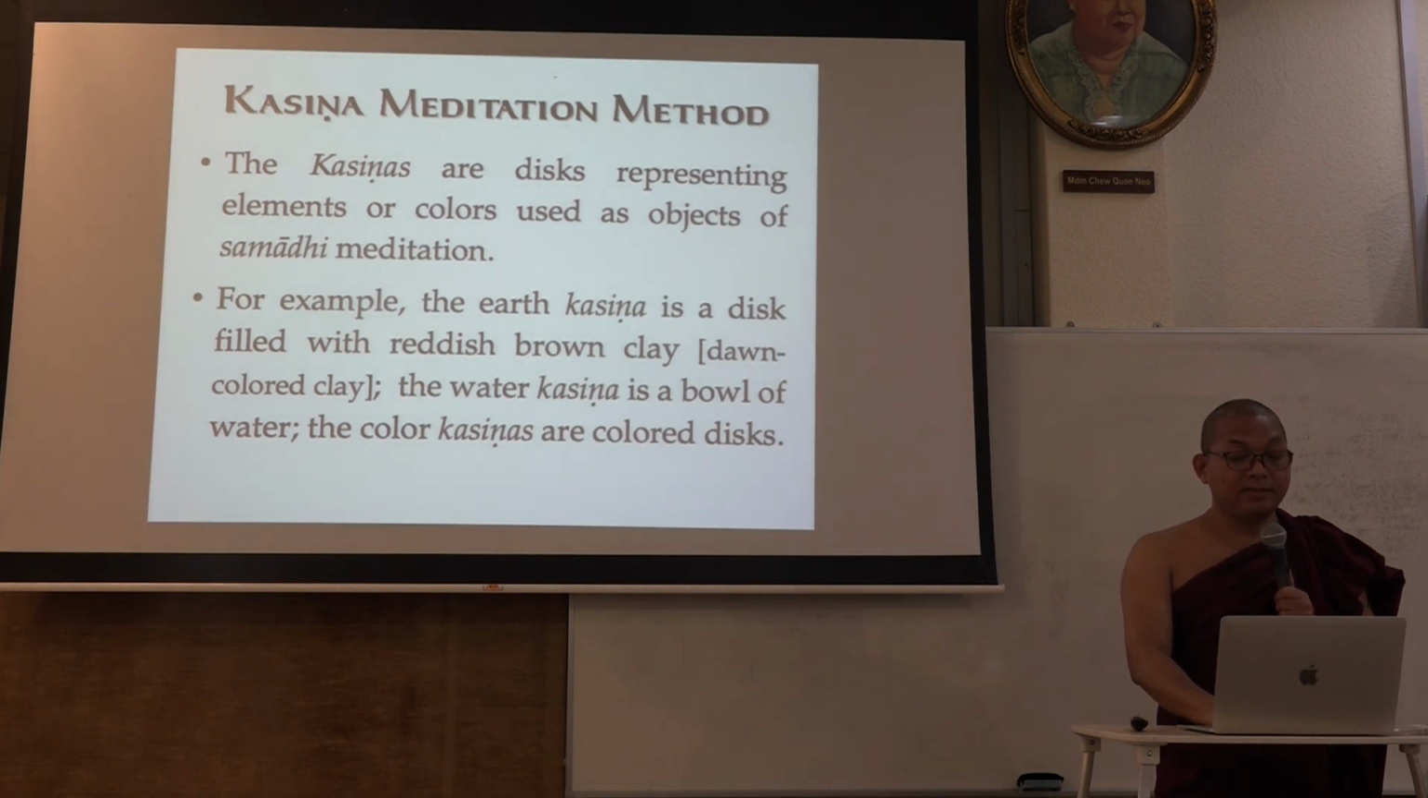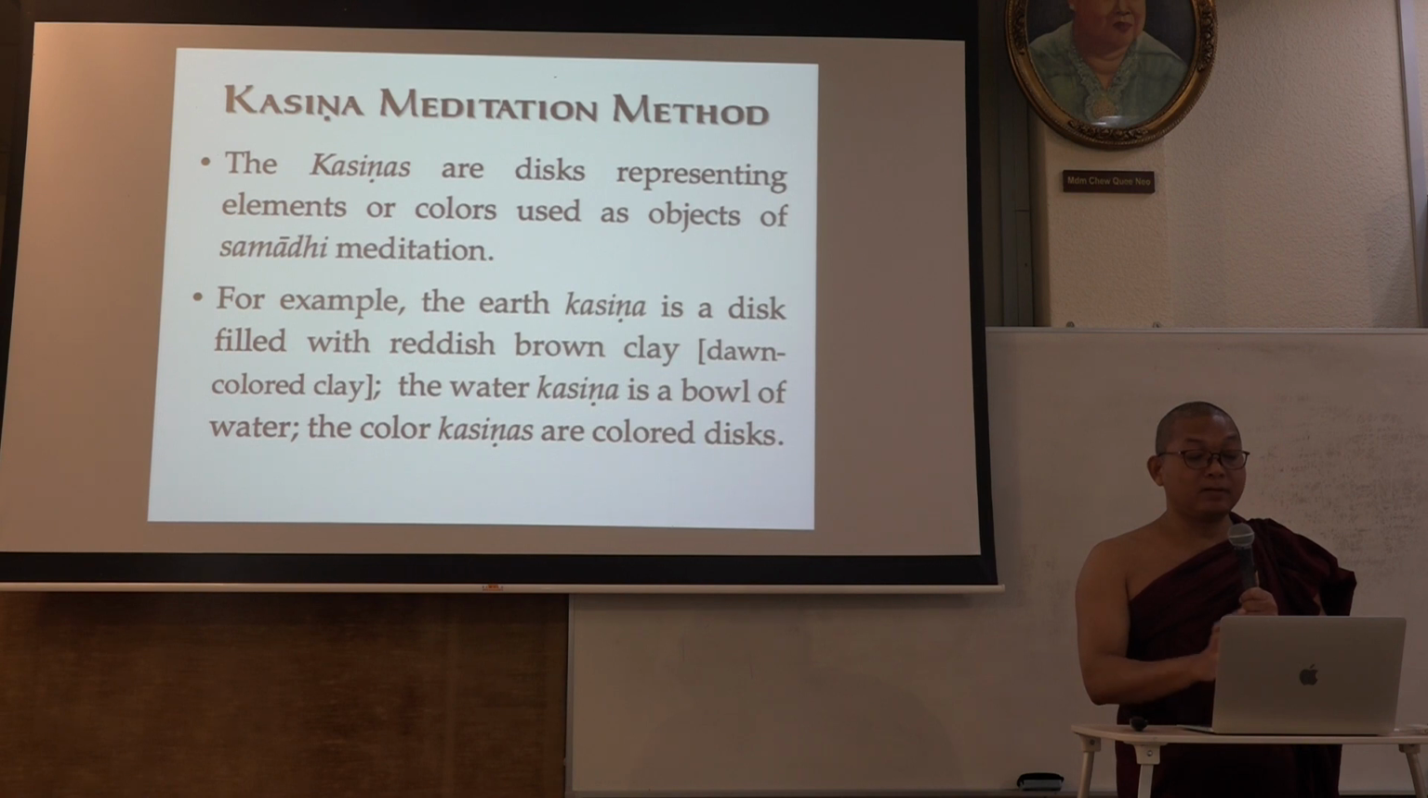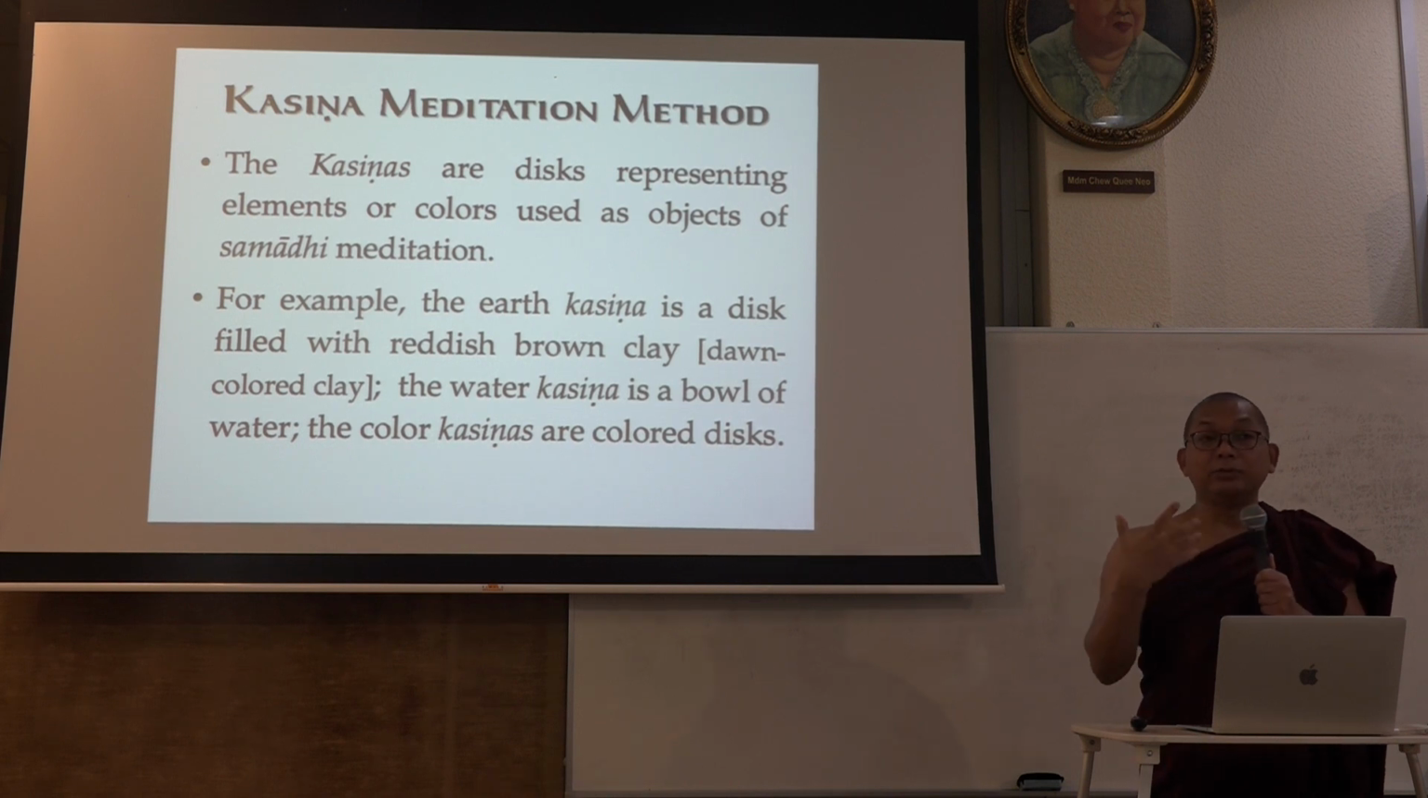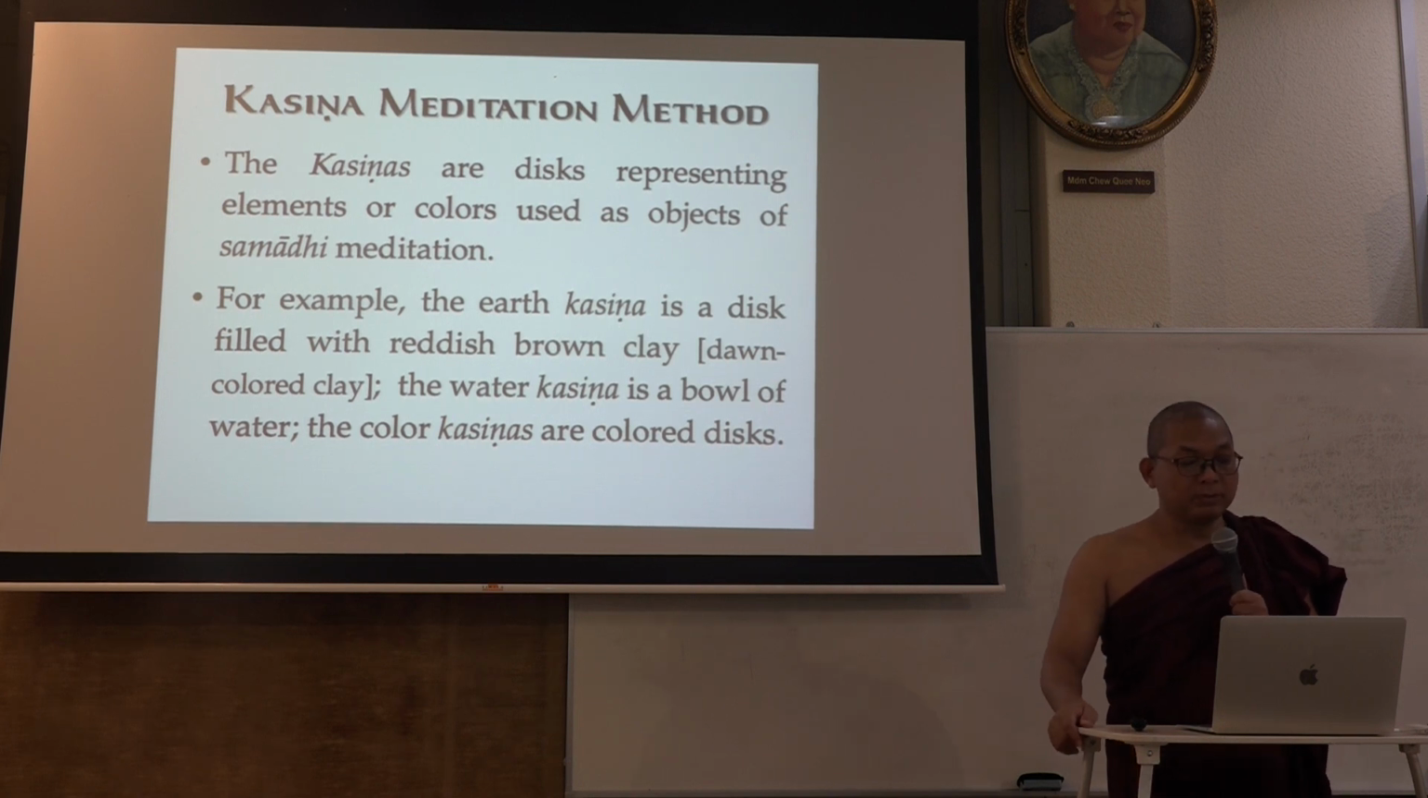For example, the earth element is a disc filled with reddish brown clay. In other words, undyed clay, right? So the water kasina is a bowl of water. You prepare a bowl of water, then just look at the water in the bowl. It must be circular. If you use, maybe 10 feet wide, not 10 feet, 10 inches, sorry. 10 feet is too wide, you know. I mean 10 inches, or maybe 1 foot. Then you can use a water bowl and just look at it.